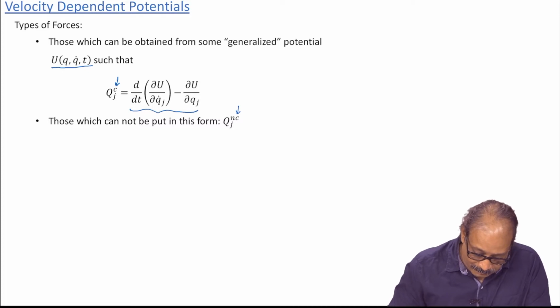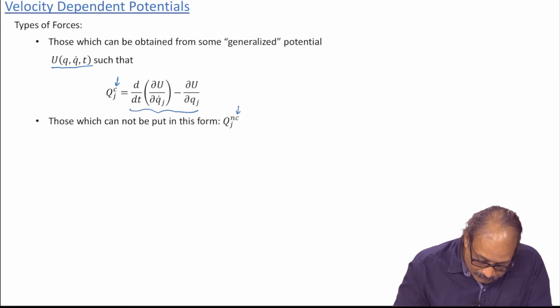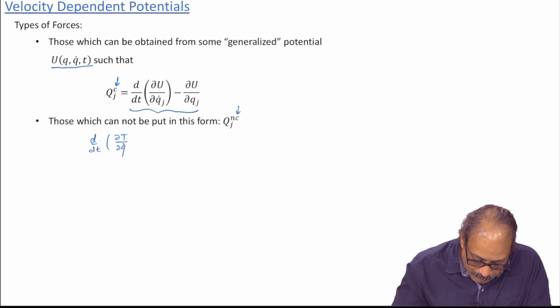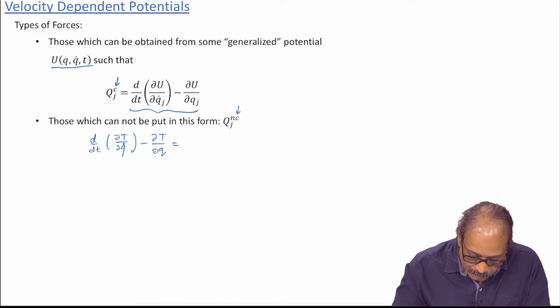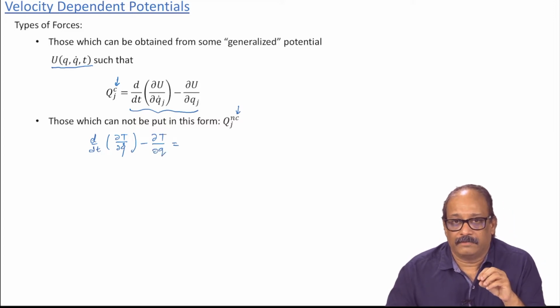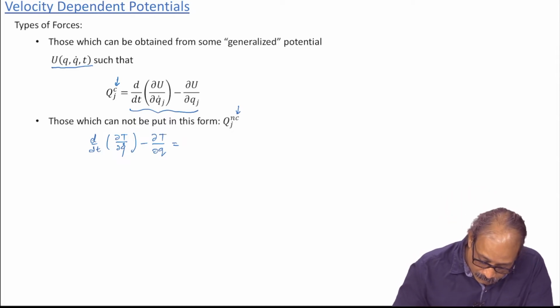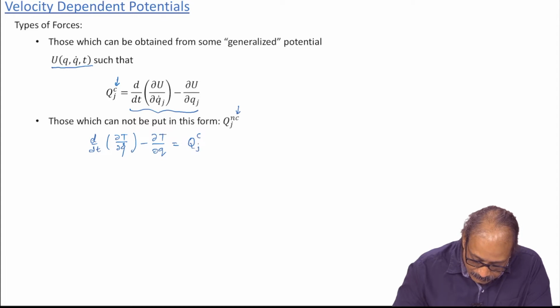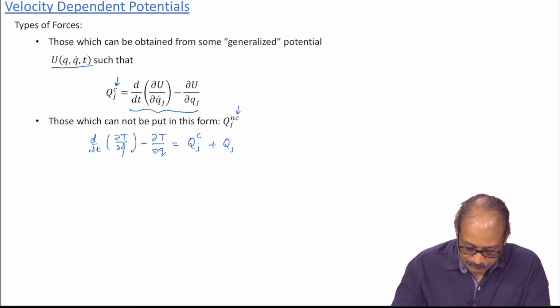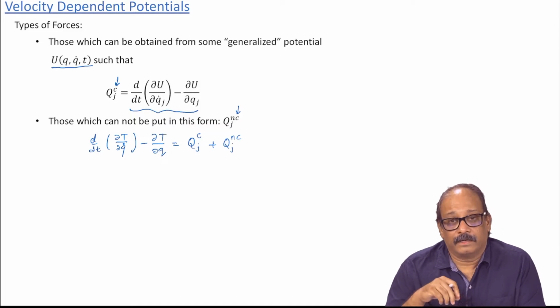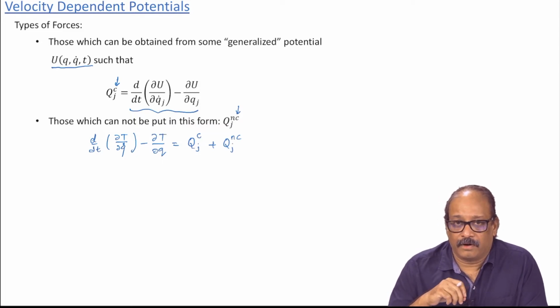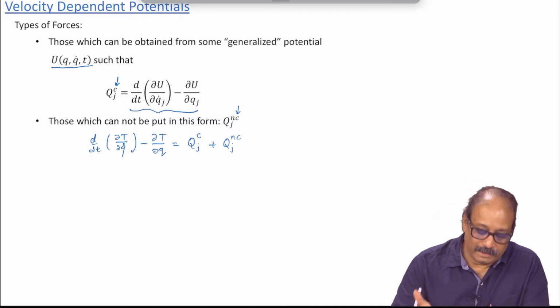So, what will happen is this. I will write this as d by dt of the partial derivative with respect to q dot, minus the partial derivative with respect to q, which was equal to Qj, and I will split this Qj into two parts now. So you have Qj C plus Qj NC, and I know that Qj C I can put in a form which looks similar to the left hand side, and I will transfer that to the left hand side.